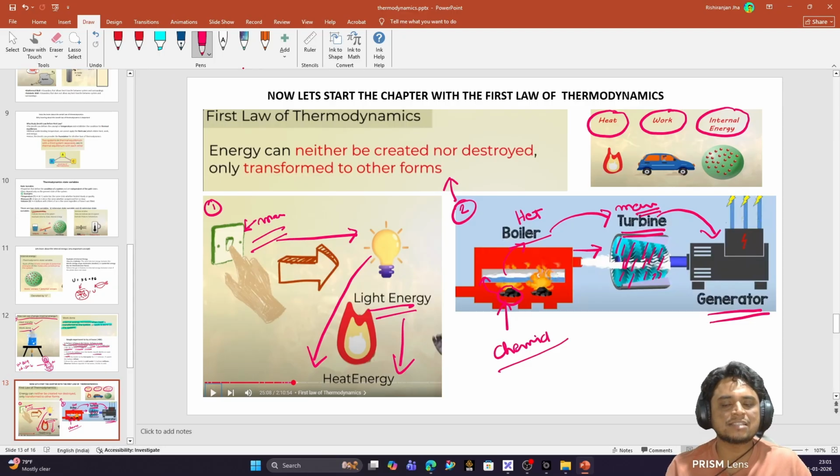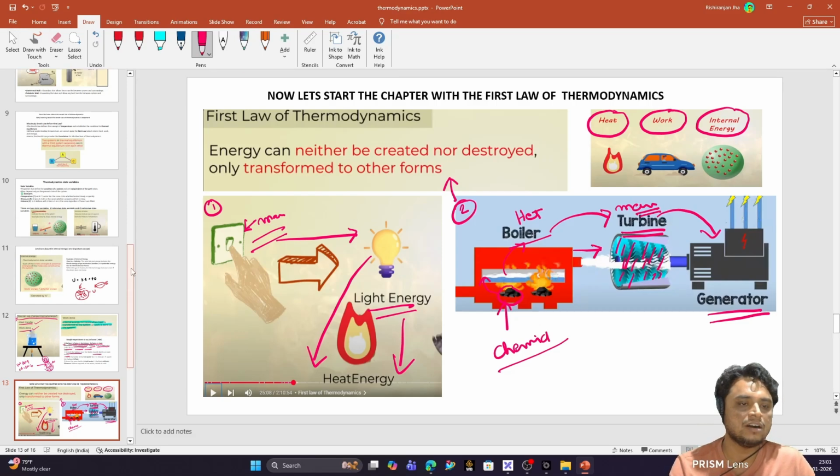So in both of the examples, you see that there is the involvement of heat, work, and internal energy. But you can see that in none of these processes was energy created. This is a basic thing to understand: energy was not created in any of these systems. It was just transformed from one form to another. In the first example, it was converted from mechanical to light energy to heat energy. In the second example, it was converted from chemical to heat energy to mechanical energy to electrical energy. So now I guess you understood the basics of the first law of thermodynamics.